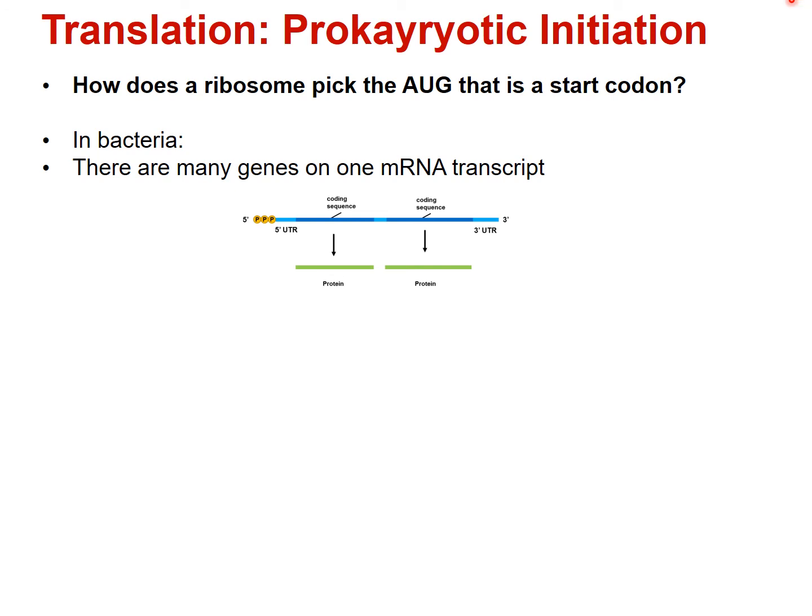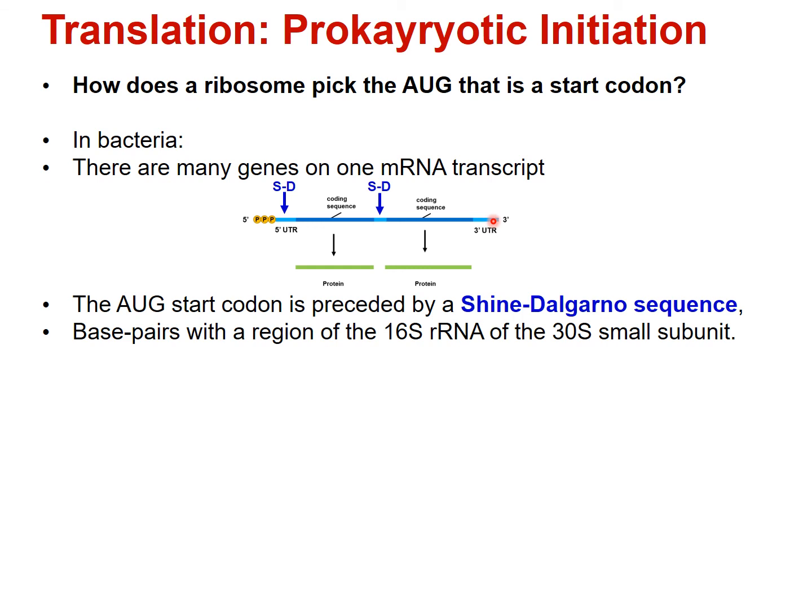So in bacteria, keep in mind that we have a messenger RNA where there can be multiple genes sitting in that mRNA transcript. And so the ribosome is going to have to know to start translating at the beginning of this blue portion, and also at the beginning of this blue portion that's more downstream, to make both of the proteins that are on this messenger RNA.